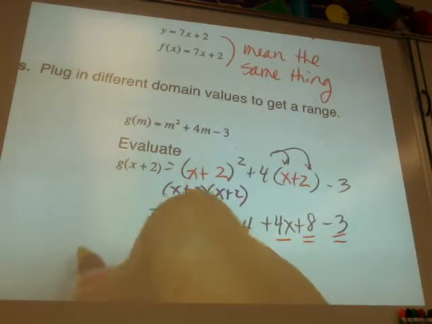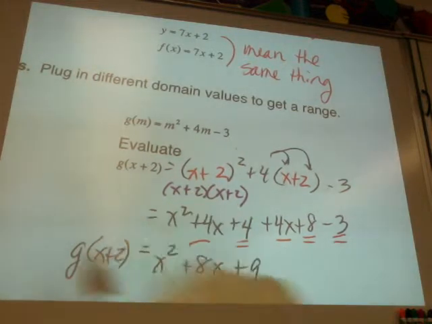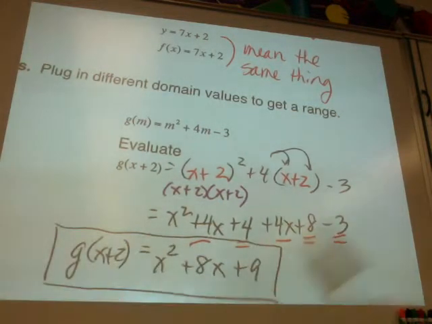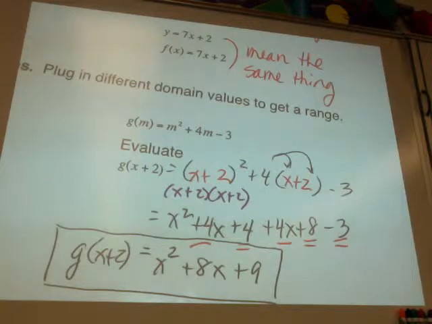And so the proper way to write this would be g of x plus 2 is equal to x squared plus 8x plus 9.